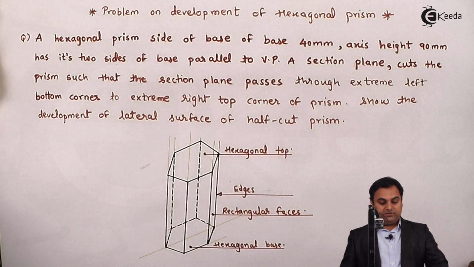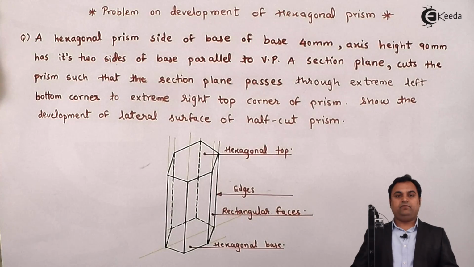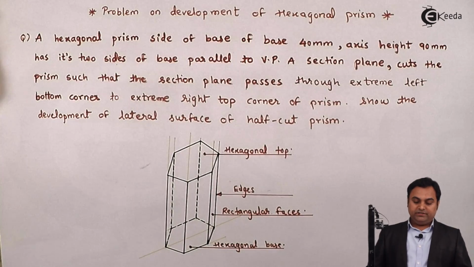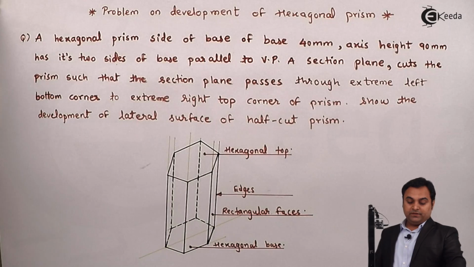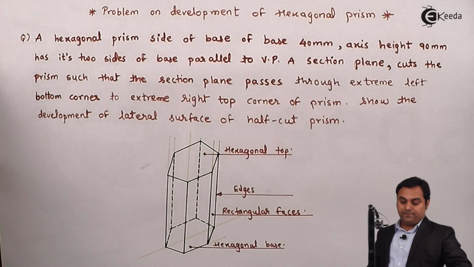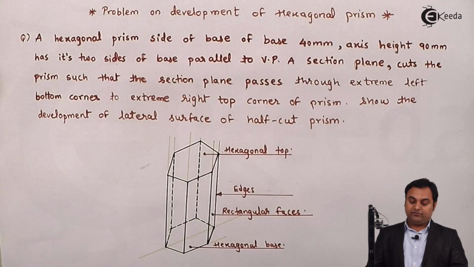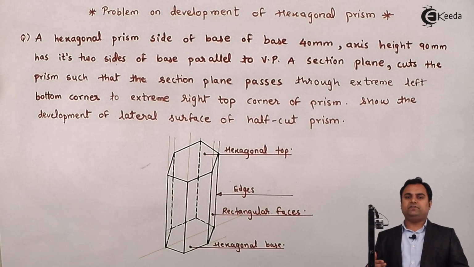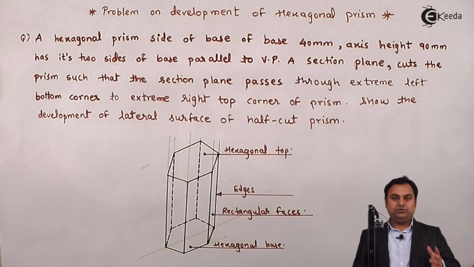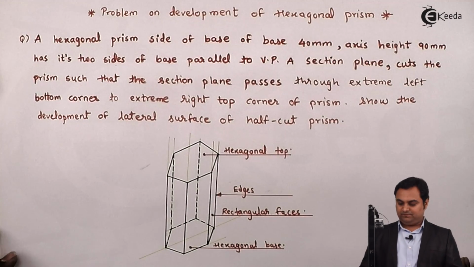And now, once we have understood the hexagonal prism, we can start with the question. Here it is given that a hexagonal prism, side of base 40 mm, axis height 90 mm, has its 2 sides of base parallel to VP. Now this condition I'll explain in the solution. So let us get started with the solution part.